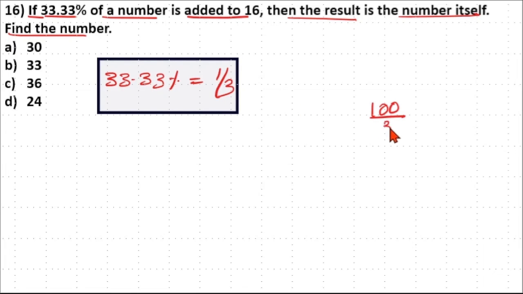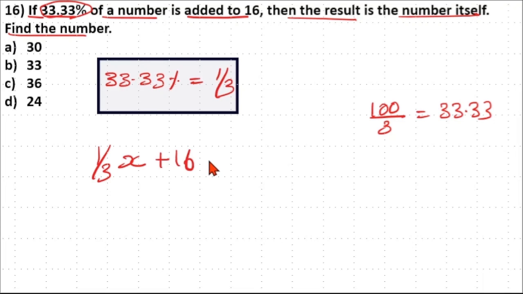100 by 3 is 33.33. Then 33.33 divided by 100 is 1 by 3. That means 33.33% is 1 by 3. Here, if 33.33% of a number is added to 16, let us consider the number as x. Then 1 by 3 of a number, that is 33.33% of a number, is added to 16. Then the result is the number itself.